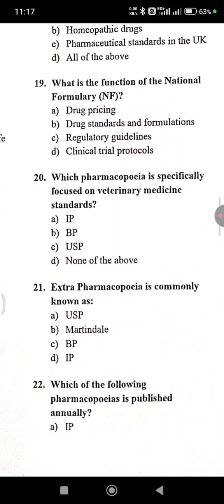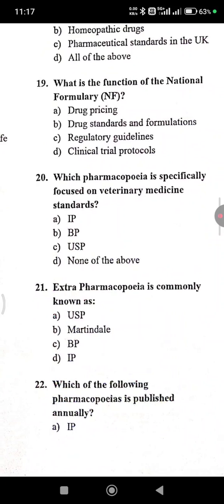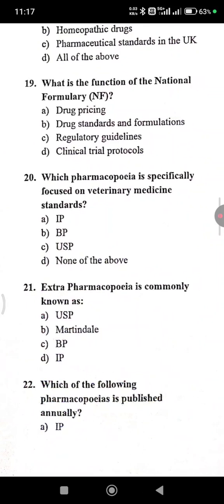Let's go to question number 21. Extra Pharmacopoeia is commonly known as Martindale.